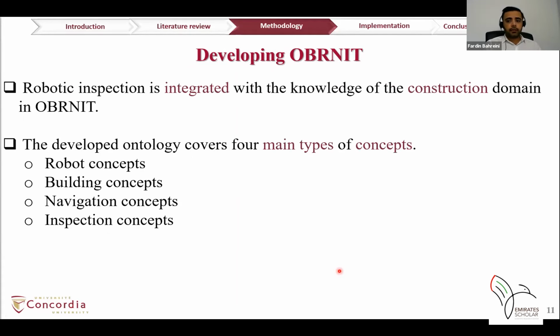Let's take a look at developing Overnet. Robotic inspection is integrated with the knowledge of the construction domain in Overnet. Moreover, the developed ontology covers 4 main types of concepts, including robot concepts, building concepts, navigation concepts, and inspection concepts.